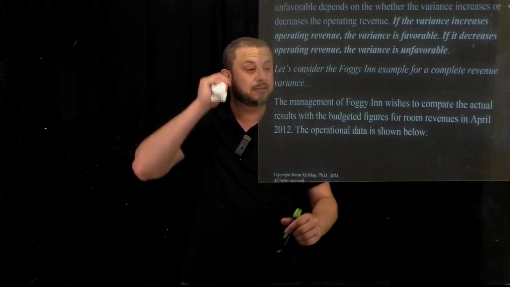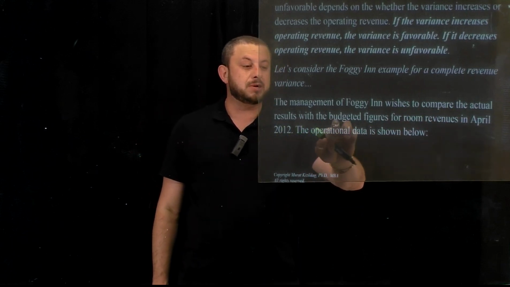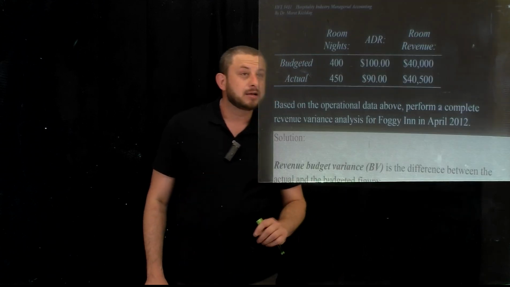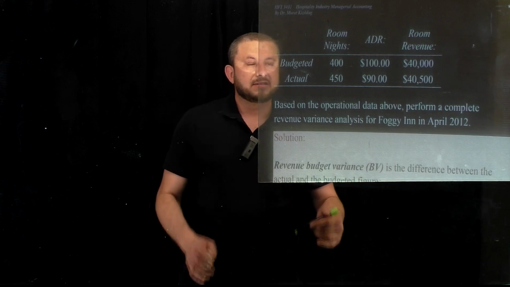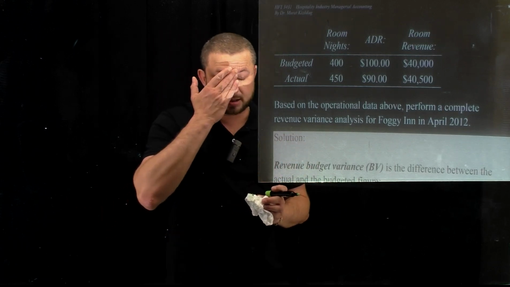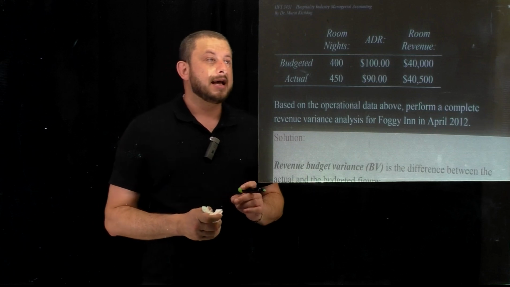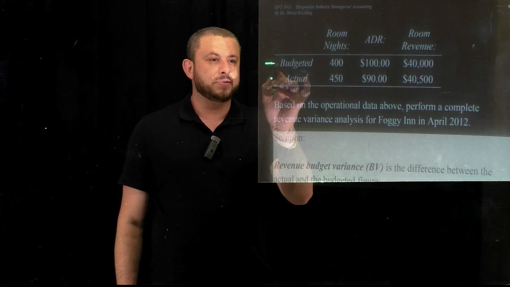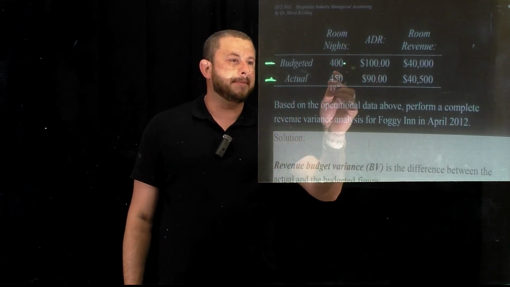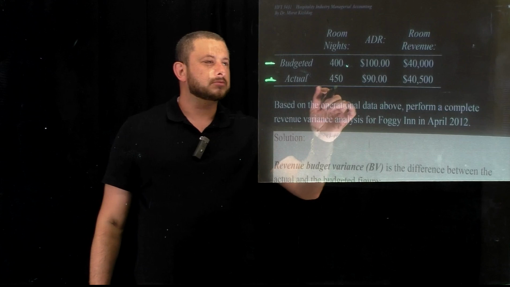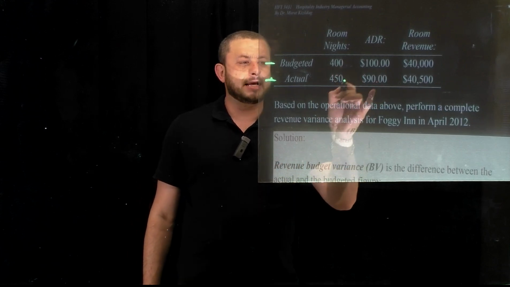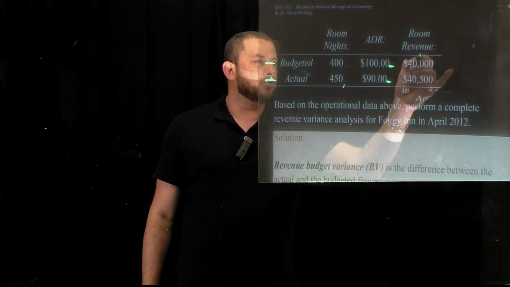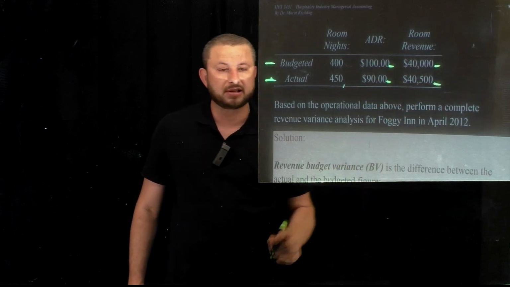The management of Foggy Inn wishes to compare the actual results with the budgeted figures for room revenues in April 2012. The operational data is shown in the table. They would like to compare the actual results and the budgeted results and come up with the analysis. Room nights: they budgeted 400 room nights, number of rooms sold, but actually they produced 450. ADR: they budgeted $100, but it was 90. Room revenue is therefore $40,000 versus $40,500.